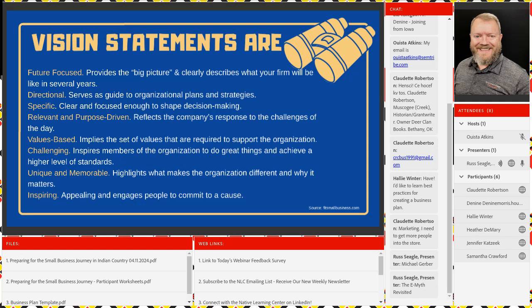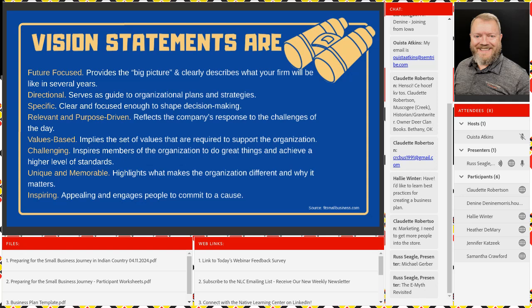This is going to help you when you hire people. So you're not just hiring people to fill a job. You're hiring people who share your values, who want the same things that you want, and see and believe in the same vision that you believe in. It needs to challenge people. It needs to be unique and a little bit memorable.